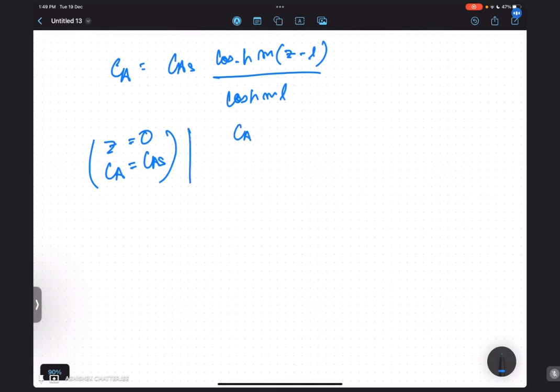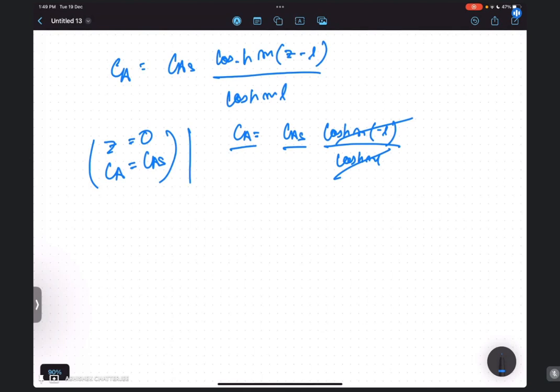At z equals 0, what will happen? CA will be equal to CAS cosh m(0 minus L) divided by cosh mL. So you know cosh of minus theta is equal to cosh theta. So this will cancel out. So you will be getting CA equals CAS. So our first boundary condition is verified.